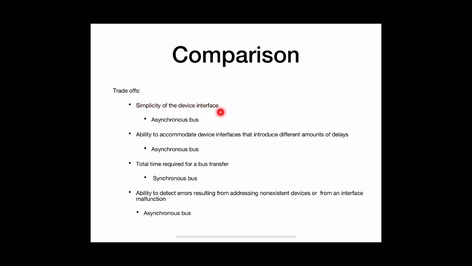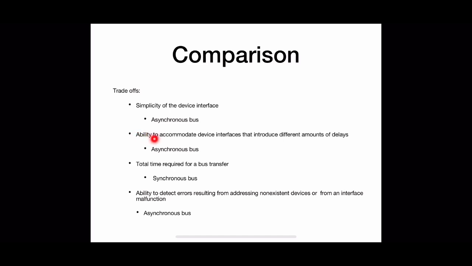If we analyze these two schemes based on the simplicity of device interface, of course the asynchronous bus will be the winner, because the handshake process used there eliminates the need for synchronization of sender and receiver. Thus the timing design will be simplified. Whereas in case of synchronous bus, a clock circuitry must be there for synchronization. So the design would be a bit complex.